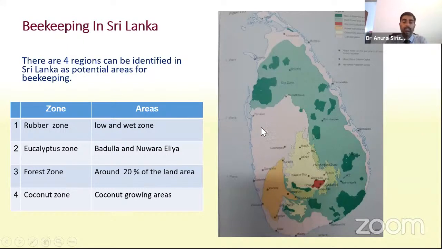And the coconut triangle, so we have many coconut plantations as well. Coconuts are very good pollen sources for the bees. So under coconut cultivations, our people rear bees. These are the four different areas where we are doing beekeeping at different levels.